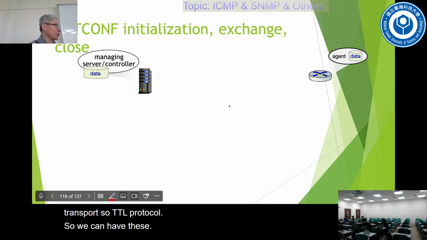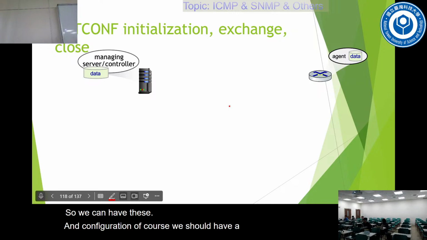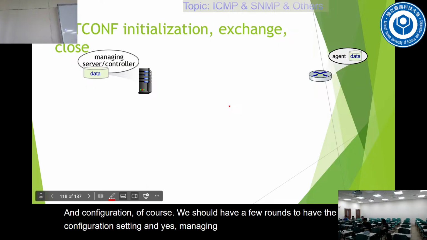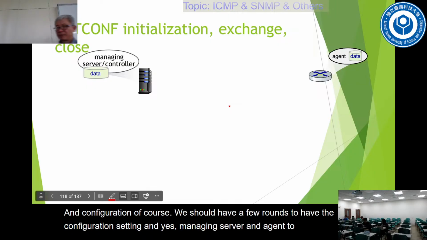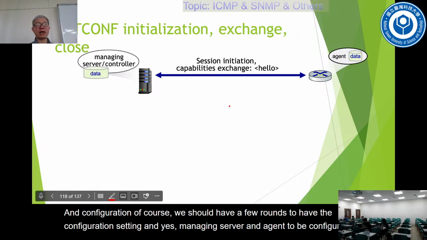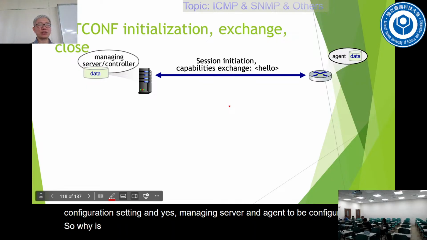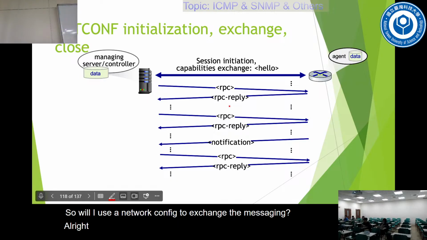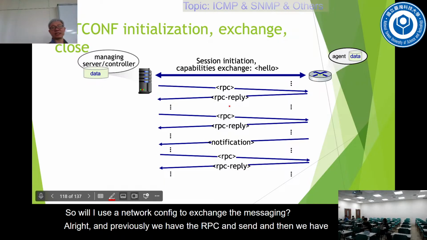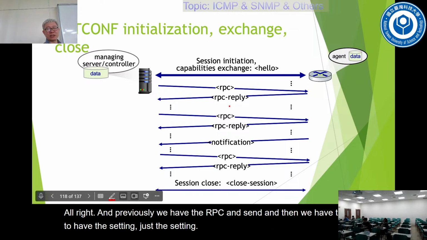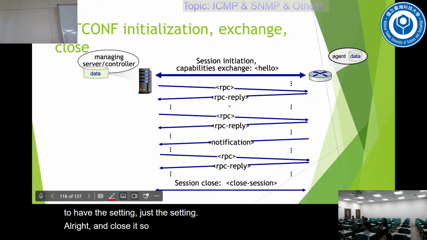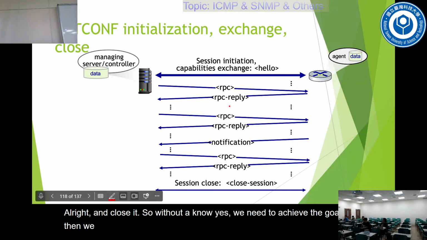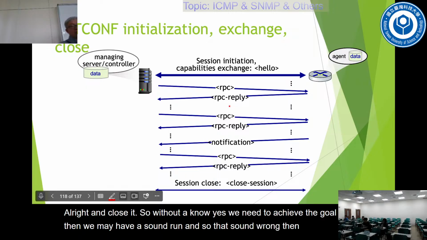For configuration, of course, we should have a few rounds to do the configuration setting. The managing server and the agent to be configured will use network config to exchange the messages. Previously we have the RPC send, then we have the setting, and then close it. To achieve the goal, we may have some errors, and based on the errors, we can finish the configuration setting.